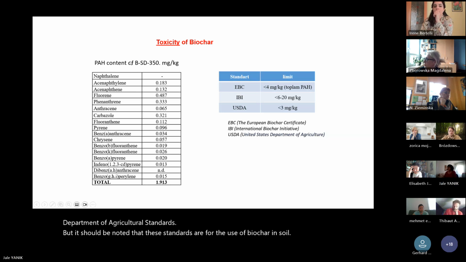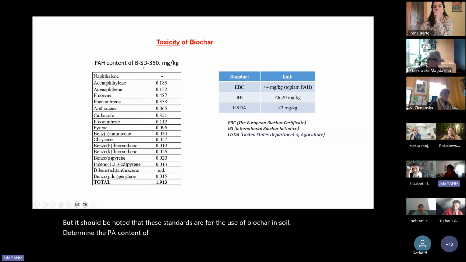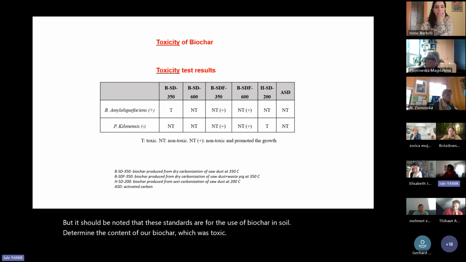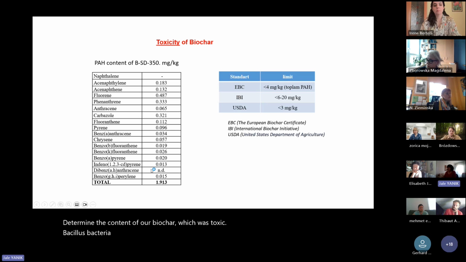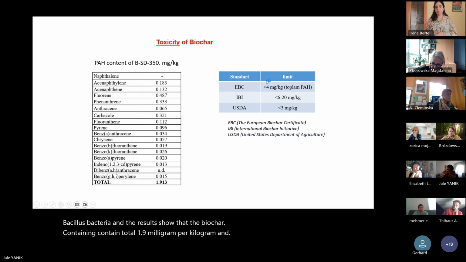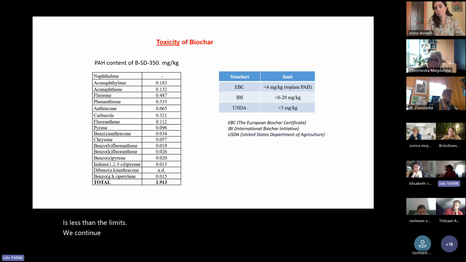We determined the PAH content of our biochar which was toxic for Bacillus bacteria, and the results show that the biochar contained a total of 1.9 milligram per kilogram, which is less than the limits. We continued to investigate the reason for the toxicity of this biochar.